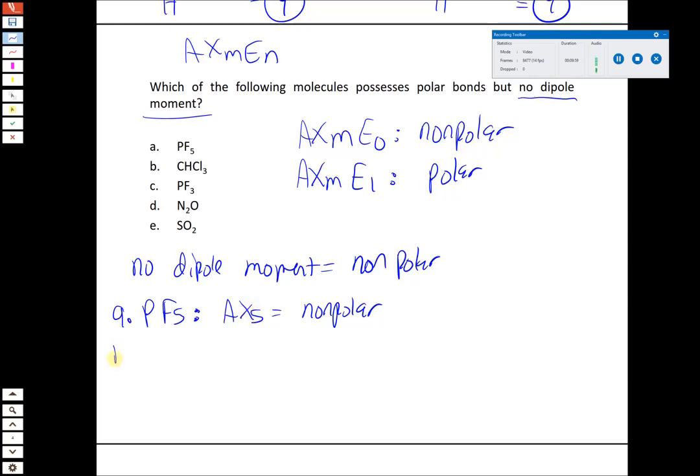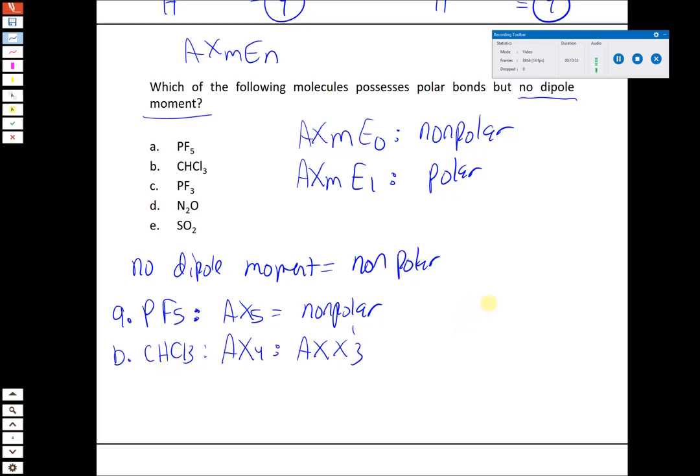Now if we go to CHCl3, this one might be a little bit tricky. CHCl3 does come out technically to AX4, but really it's better described as AX and then X prime 3. So it has two different types of outer atoms. And typically in this situation, if you have an AX4 structure but it's not four of the same thing, so this time we have one hydrogen and three chlorines, that's usually going to end up with, or I think always end up with, a polar structure.